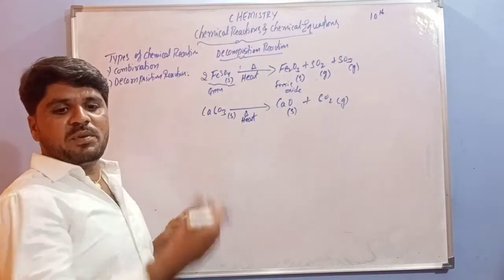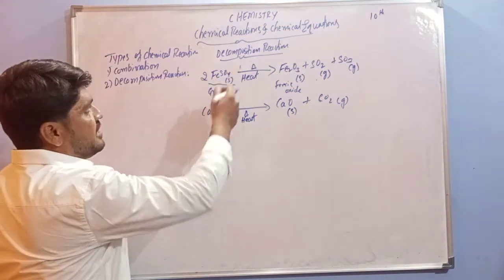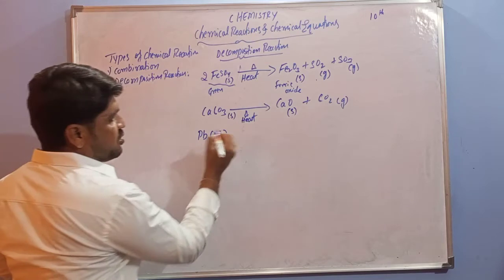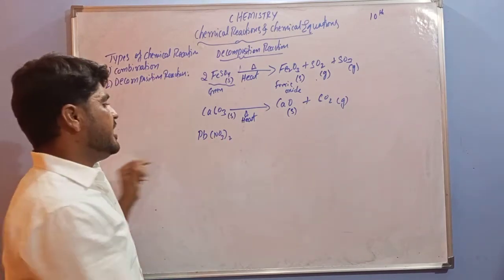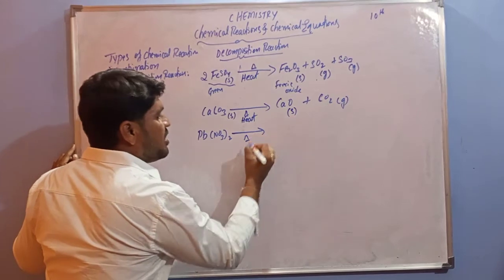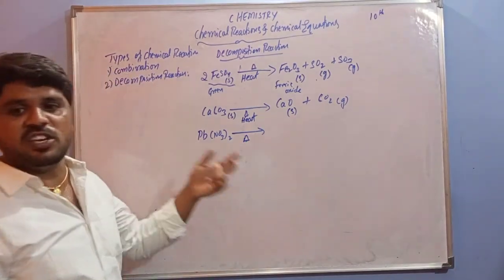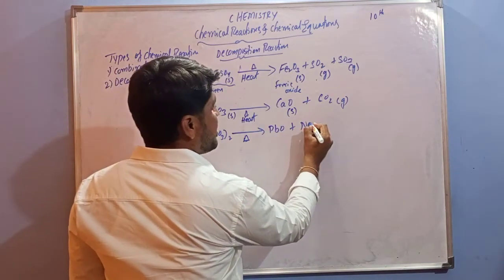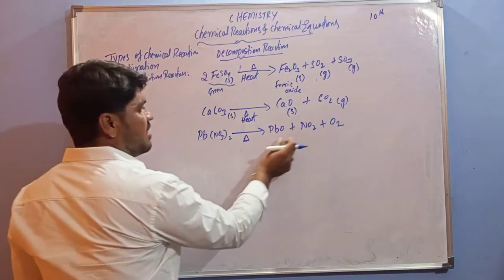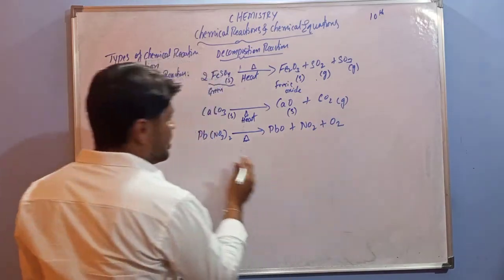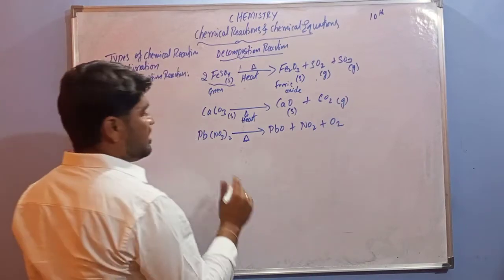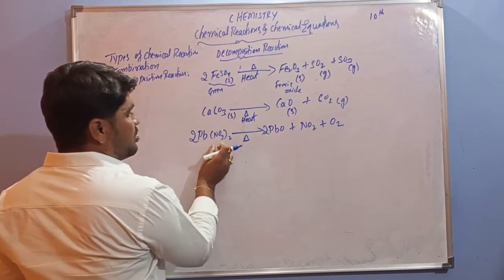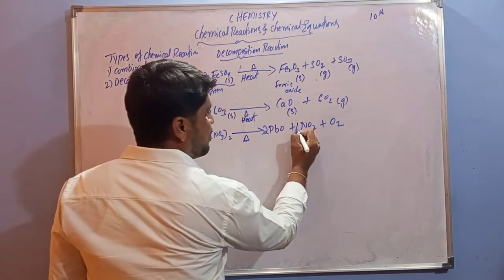Some more examples we can discuss under decomposition reaction: lead nitrate, Pb(NO3)2. Under heat, it changes into lead oxide, PbO, plus NO2 plus O2. These are the products, nitrogen dioxide and oxygen. So this is an unbalanced reaction. For balancing, I am going to put coefficients: 2 Pb(NO3)2 gives 2 PbO and 4 NO2, plus O2.